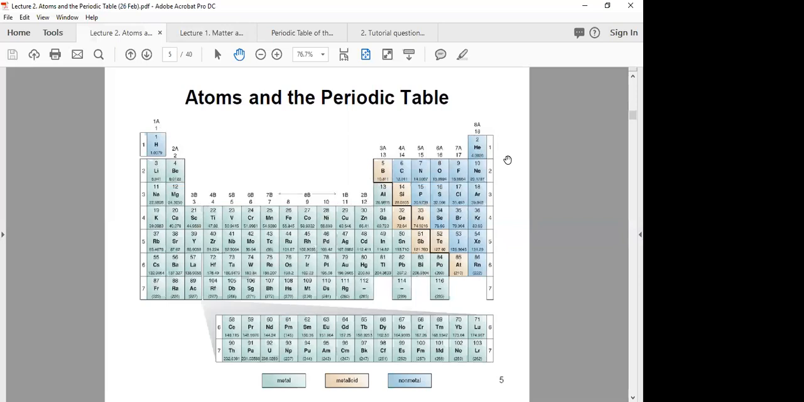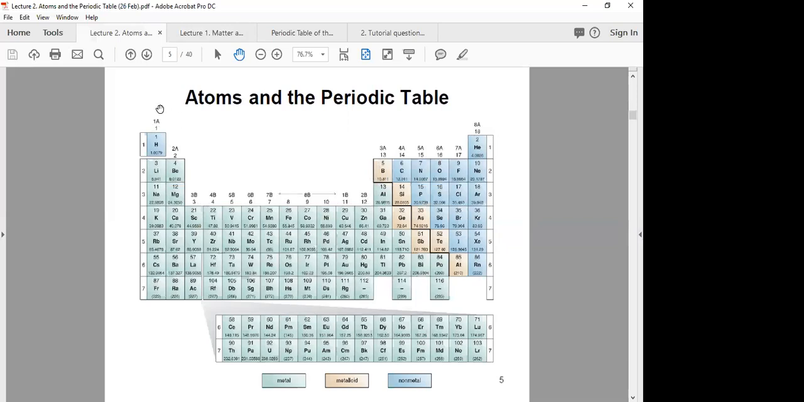I want you to use the top numbering system, the 1A, 2A, 3A, and so on. Okay, so when you actually print out your copy of the periodic table, make sure you cross out the second numbering system. We won't be using that. Even though that's widely used also, there's certain benefits to using the numbering system that I like to use, and you'll see later on why that's the case.